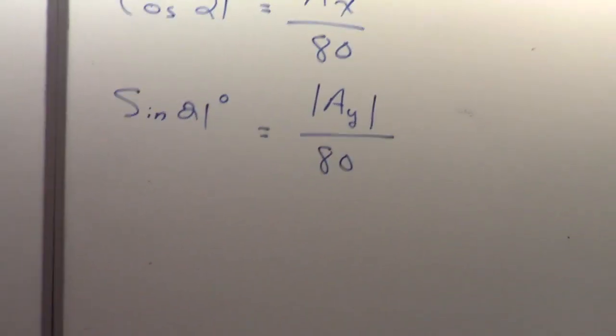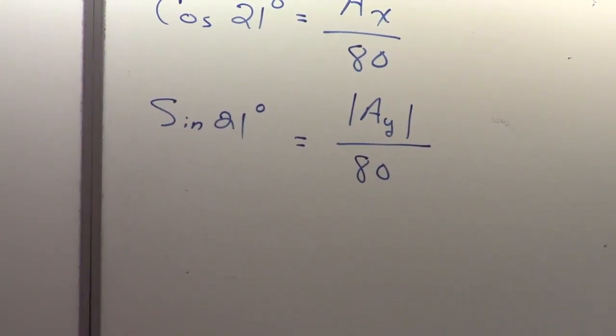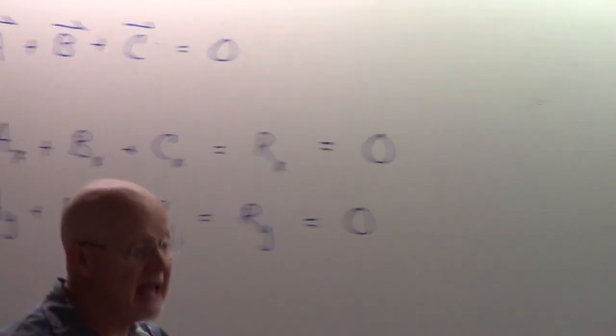Now let's move on to vector B, and this is going to come up with your same question. How much of B is in the x direction?